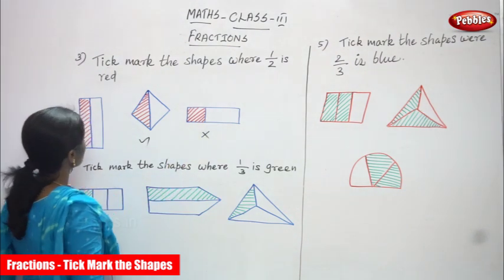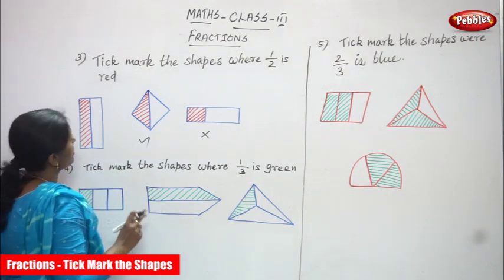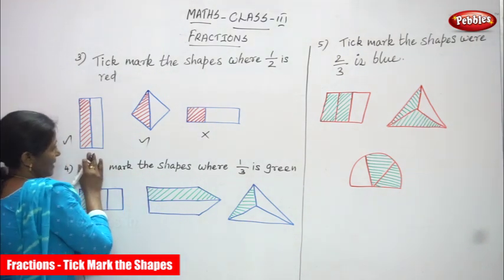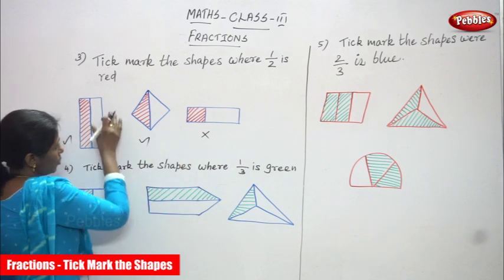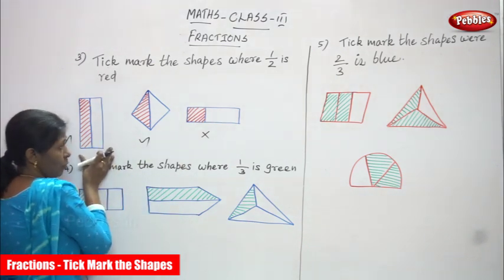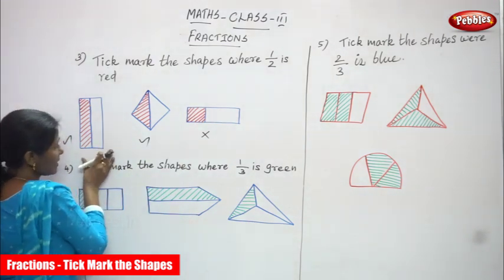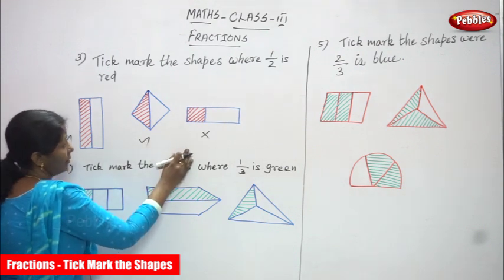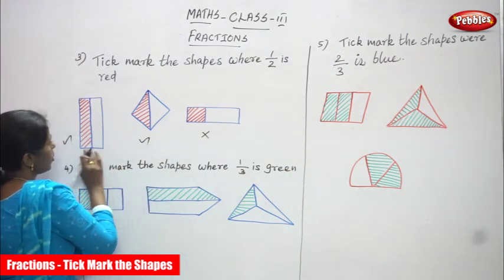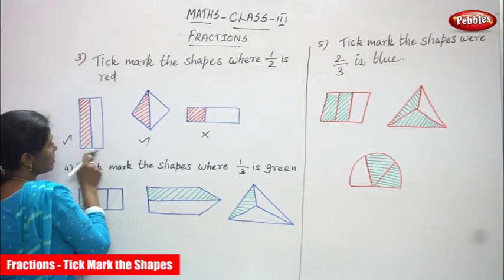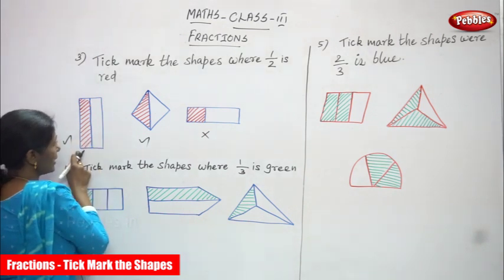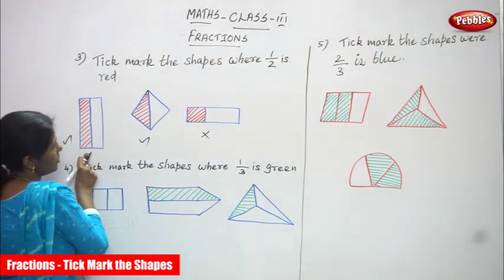Okay, so I'll repeat once again, tick mark the shape where half is red. This is a rectangle, it is also a rectangle, a vertical rectangle, and this one is a horizontal rectangle. This is a diamond shape. So the first diagram, I cut into equal halves, then I shaded only one part in red color.